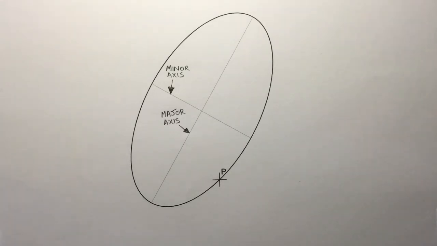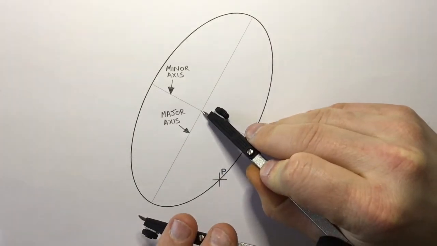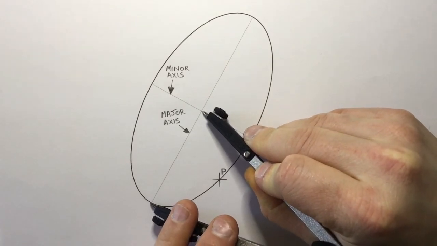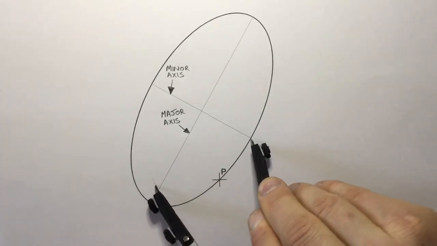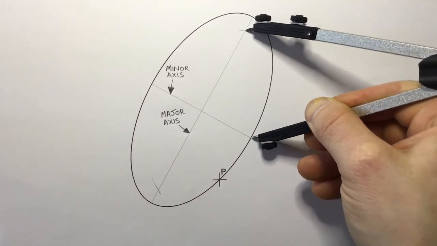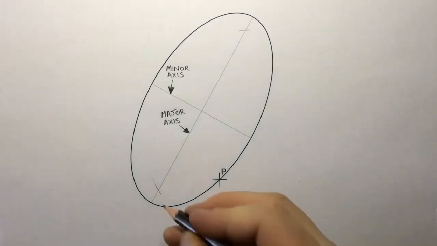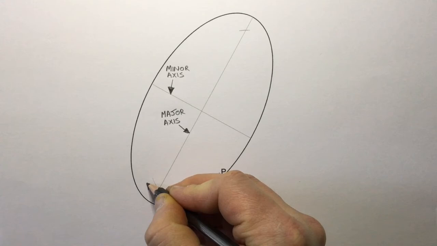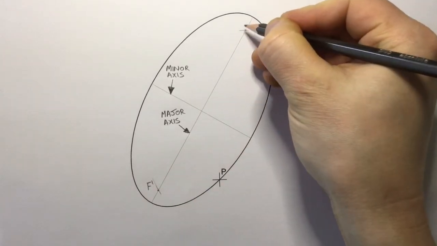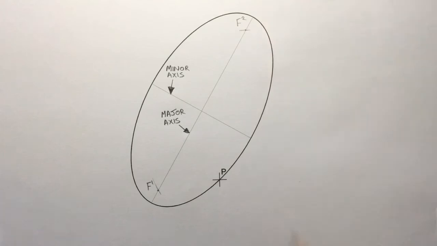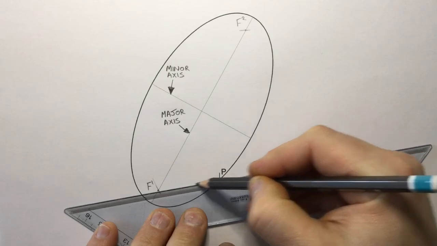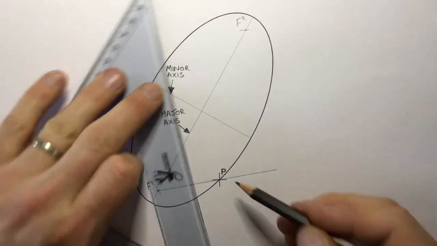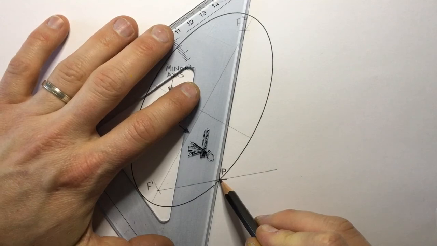So the first thing I need to do is find my focal points, F1 and F2. To do that, I'm going to set my compass to half of the major axis, and I'm going to put it at one end of the minor axis, and I'm going to swing an arc onto the major axis, and that gives me F1 and F2. So that's F1 and that's F2. I can now join them to P and extend them out.